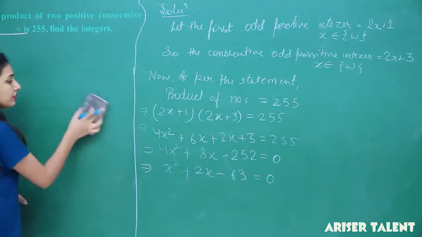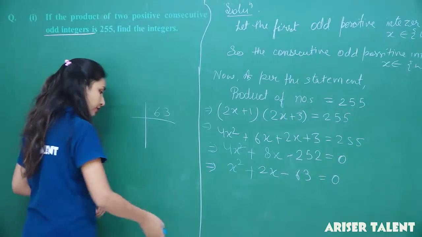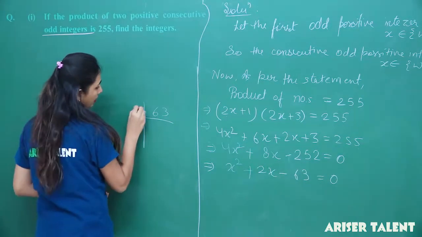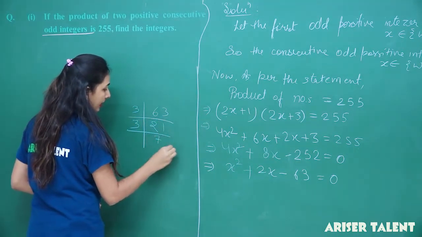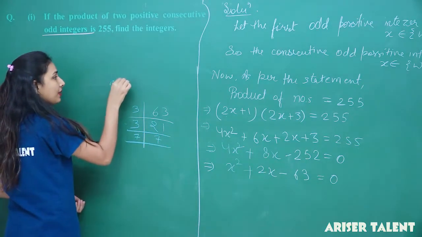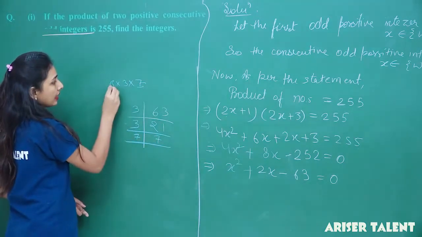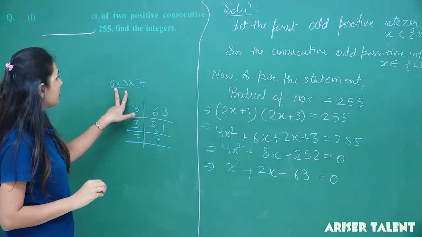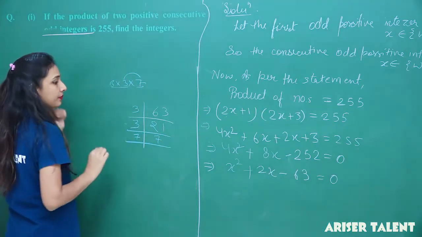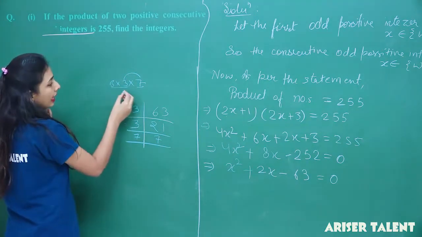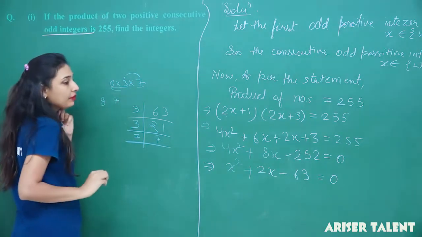Now can I factor 63? The factorization of 63 will be 3 multiplied by 3 multiplied by 7. So how can you make 2 with this? 6 and 7, no. Can I take 21 and 3? No. Then what else? 9 and 7. Right, 9 and 7 can be the factors.